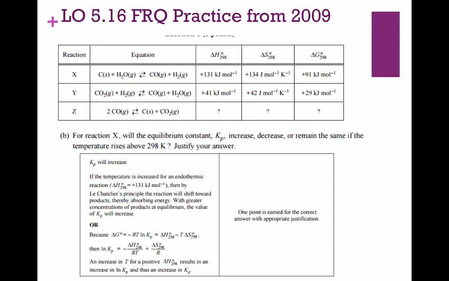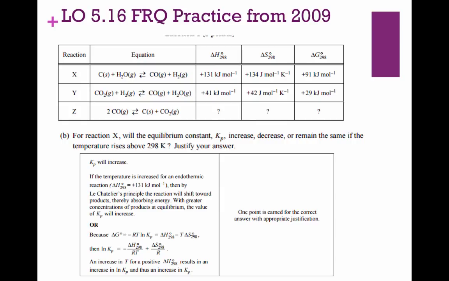But in the end, Kp will increase. So our equilibrium constant will become larger. That's because this is an endothermic reaction, and we know it's endothermic because delta H is positive, so by Le Chatelier's principle, it's going to go toward the products. And if it goes toward the products, that means your K increases. Because remember, K changes with temperature. So that's why it's asking if K will change. Not Q, but K, because K changes with temperature.